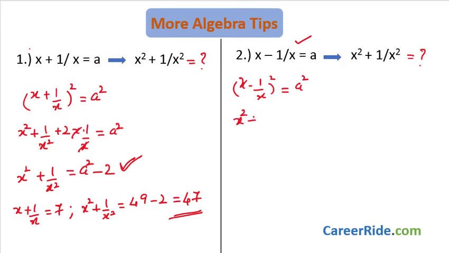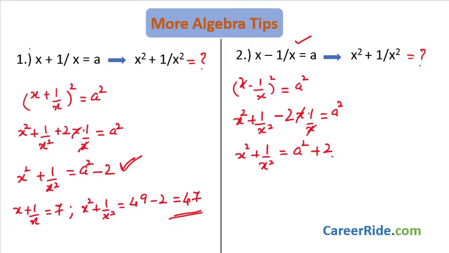It becomes x square plus 1 upon x square minus 2ab, right? So minus 2x into 1 upon x is equal to a square is what I get, right? From here, what do I have? I have x square plus 1 upon x square is actually equal to a square plus 2, because this x and this x get cancelled, right? So this is equal to plus 2.